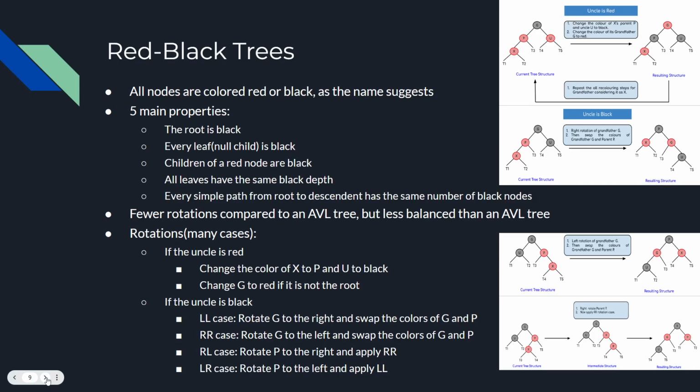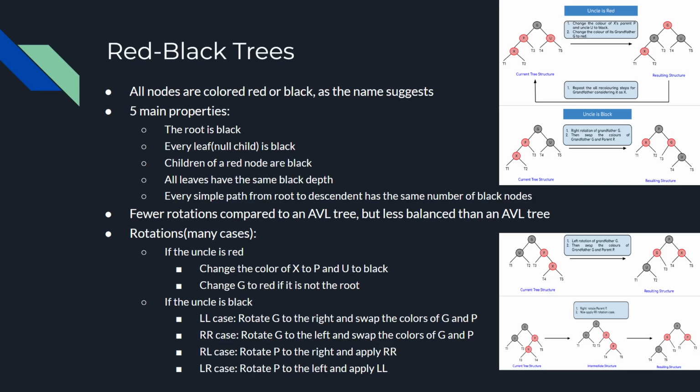And once we have all of these rules and balancing rules, it seems a little bit more complicated than an AVL tree. However, it's more useful because fewer rotations are needed. So if you're trying to insert a lot of objects into your tree, it'll be more efficient in the long run. Now, if a red-black tree is unbalanced, there are many different cases to how it resolves such an imbalance.